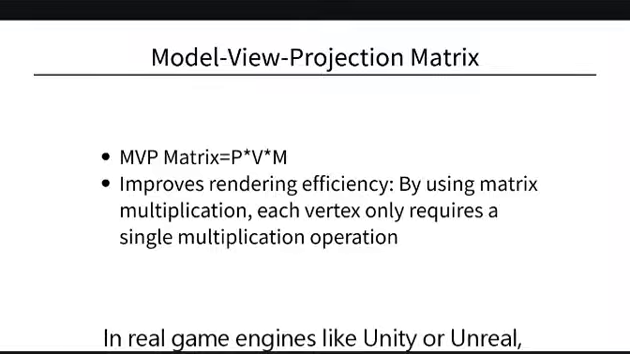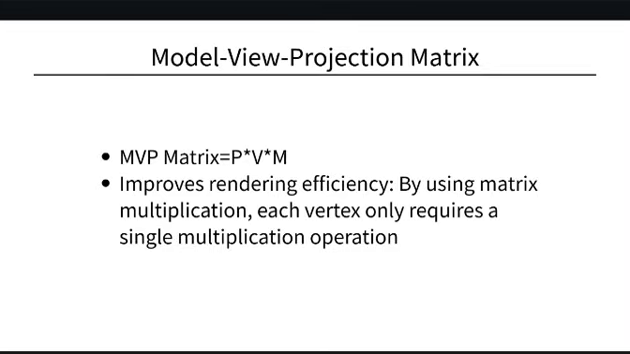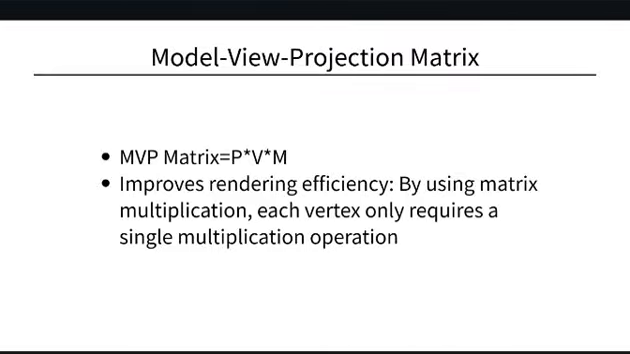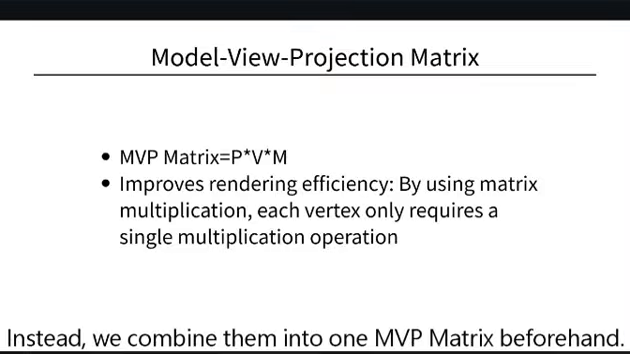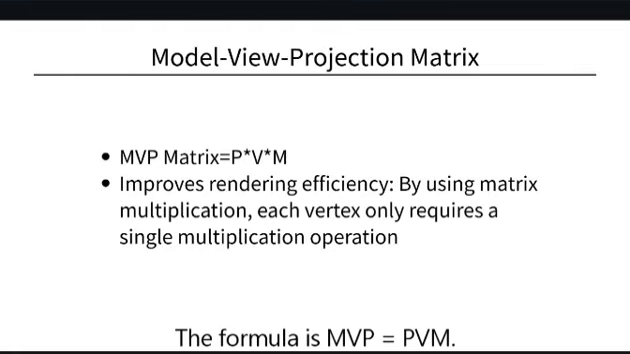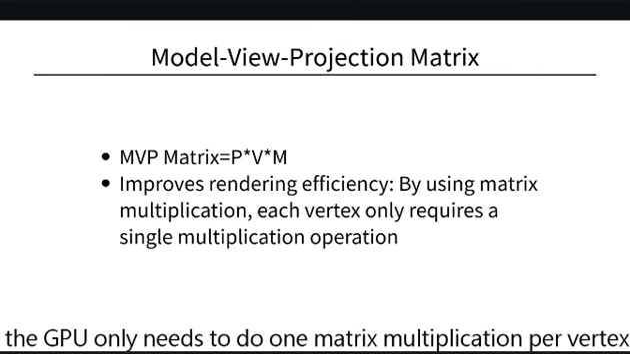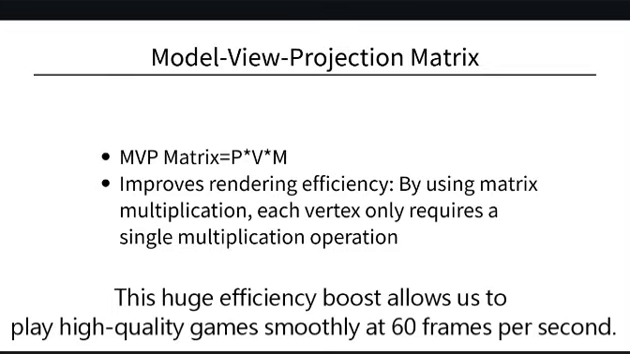In real game engines like Unity or Unreal, for performance we don't multiply these three matrices for every single point. Instead, we combine them into one MVP matrix beforehand. The formula is MVP equals P times V times M. This way, for the thousands of vertices on the model, the GPU only needs to do one matrix multiplication per vertex. This huge efficiency boost allows us to play high-quality games smoothly at 60 frames per second.